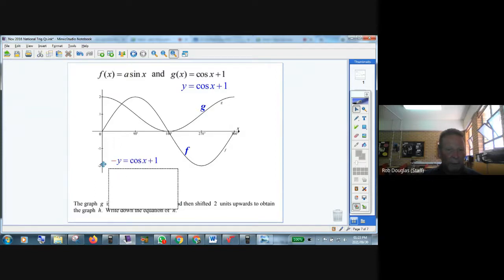Well, that's the first reflection. Just take y and make it negative, and we've got a new function. If we multiply the negative through, we get minus cos x minus 1. Now, the next thing they say is it's shifted 2 units upward. Well, if you add 2 to minus 1, you get plus 1. Well, there's your new function. I made y negative, and then I added 2.